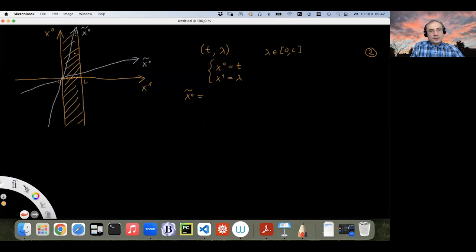Now I describe this situation in the tilde frame, the moving frame. This is x tilde 0 equal to gamma x0 minus gamma v x1, and x tilde 1 is equal to minus gamma v x0 plus gamma x1. That's just the Lorentz transform.